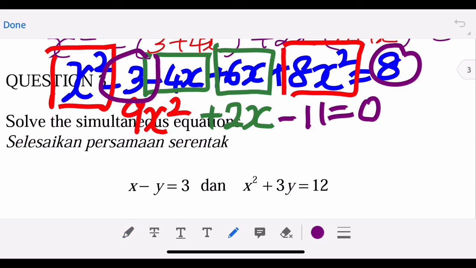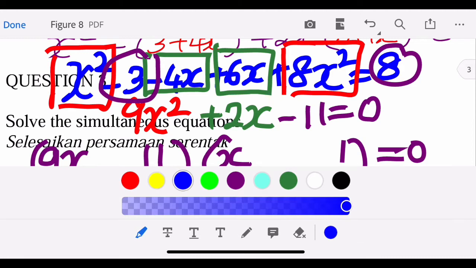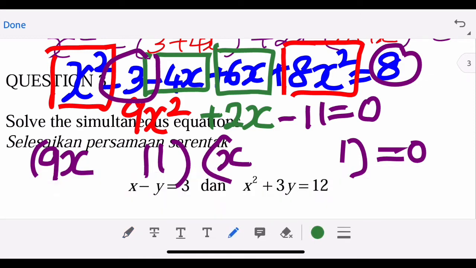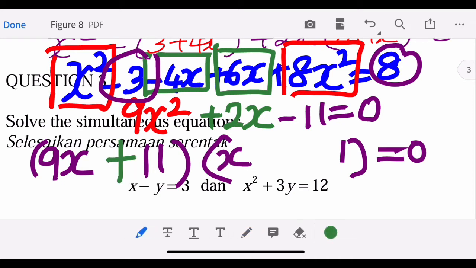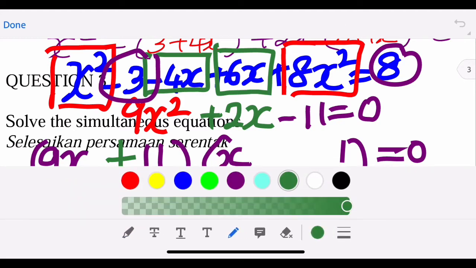Now you can always press your calculator to factorize, or you can use your brain to factorize, no problem, so long as you won't make careless mistake. So 9x times x is 9x squared. Always double check. 11, 1, so we need to consider where to put the positive and negative. Alright, so I think you have to put positive at 11 and negative 1, right? So that minus 9 plus 11, you get positive 2.